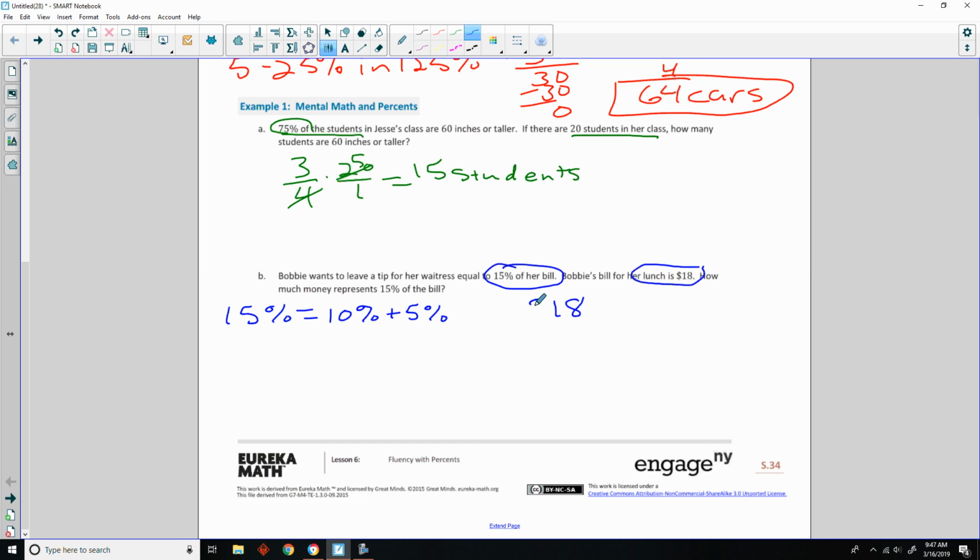So if I have $18 and I multiply it by 10%, which is 0.1, I get $1.80. It just moves the decimal one place to the left. So if 10% is $1.80 and 5% is half of 10%, then half of $1.80 is 5%, or 90 cents. So this represents the 10% and this represents 5%, which represents a total of 15%. And when I add these, 9 and 8, 17, carry the 1. Okay, 15% of the bill would be $2.70.